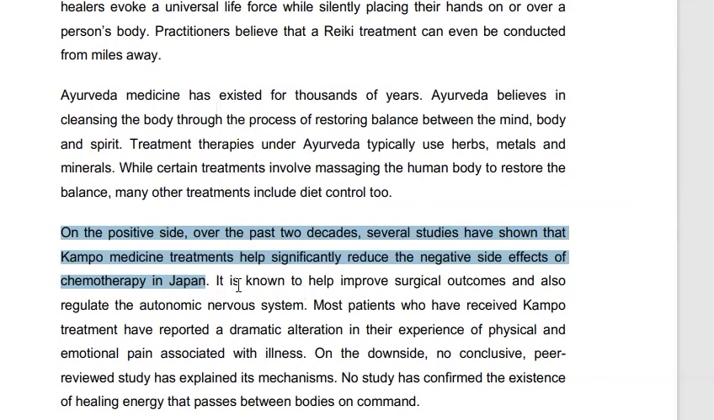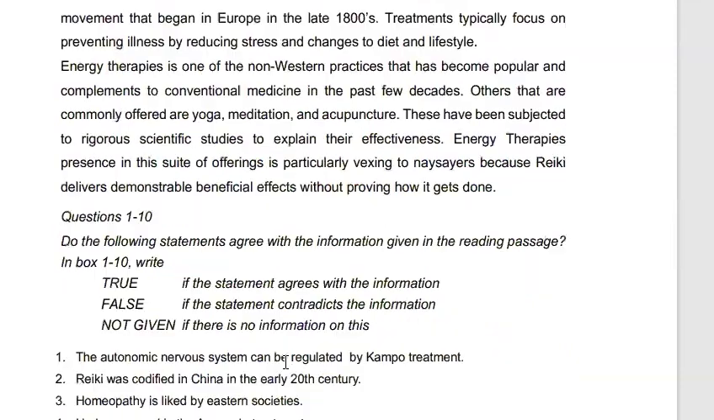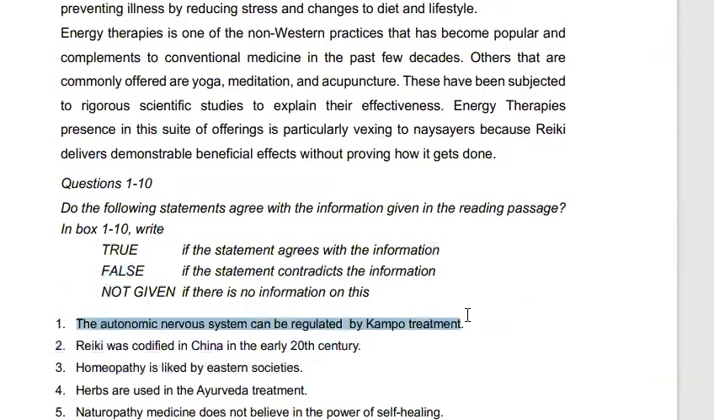It is saying, it is known to help. Here it means Campo treatment. So Campo treatment is known to help improve surgical outcomes. So it helps in improving the surgical outcomes and also regulates the autonomic nervous system. And here our answer is, it is saying that yes, Campo treatment does help in regulating the autonomic nervous system. Since the information matches with what our question is saying, the answer to question number 1 would be true.